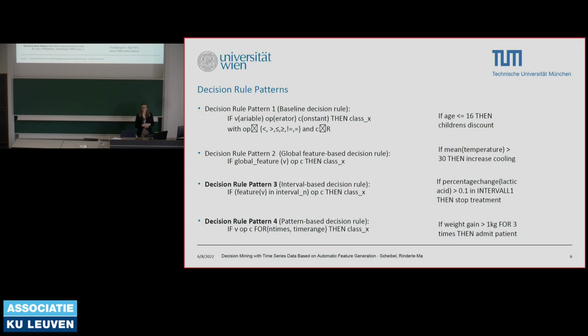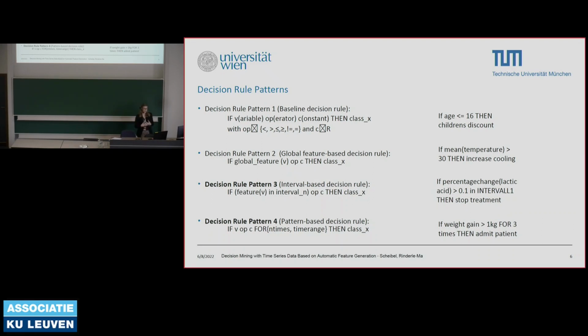The third decision rule is including interval-based decision rules. And we have a feature applied on a variable in a certain interval. So an example would be if the percentage change of lactic acid is above 10% in the first interval, then we have to stop the treatment. So that's an example from the medical domain.